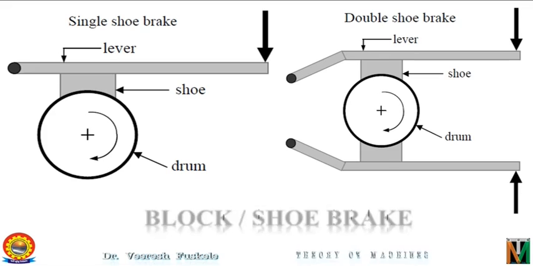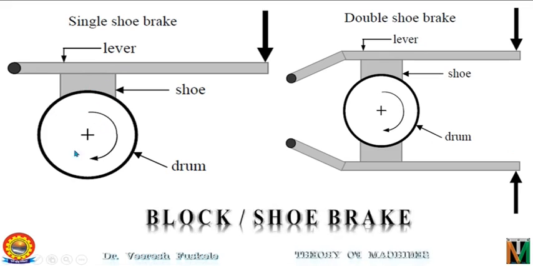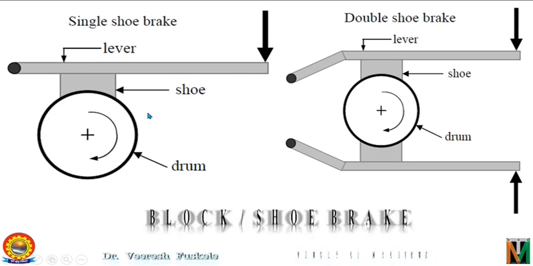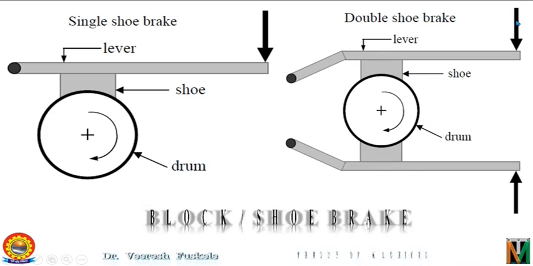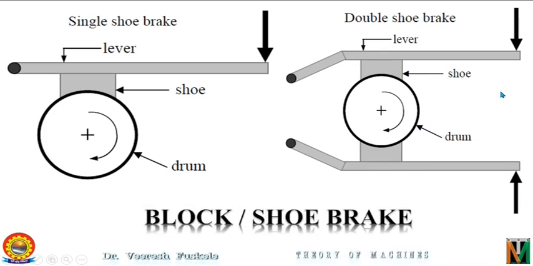A block or shoe brake consists of a block or a shoe which is pressed against the rotating drum. The force on the drum is increased by using the lever. If only one block is used for the purpose, a side thrust on the bearing of the shaft supporting the drum will act. This will be prevented by using two blocks on the two sides of the drum as seen here. This also doubles the braking torque. So in this case, two blocks are used on both the sides and force is applied from both the ends. So that's how the braking torque is doubled.